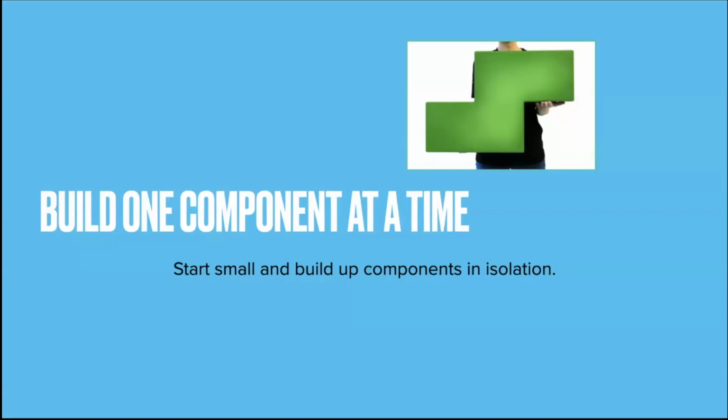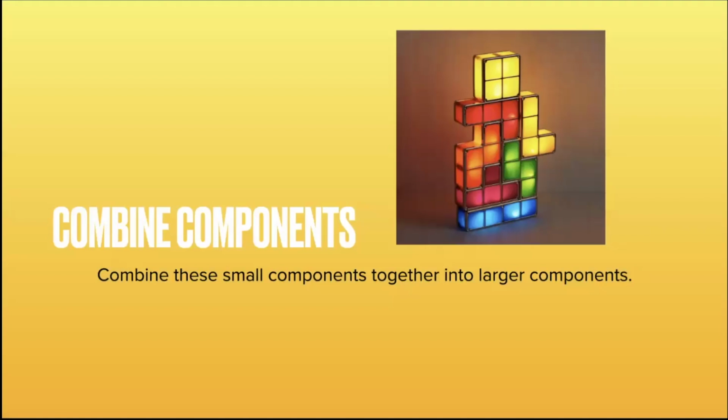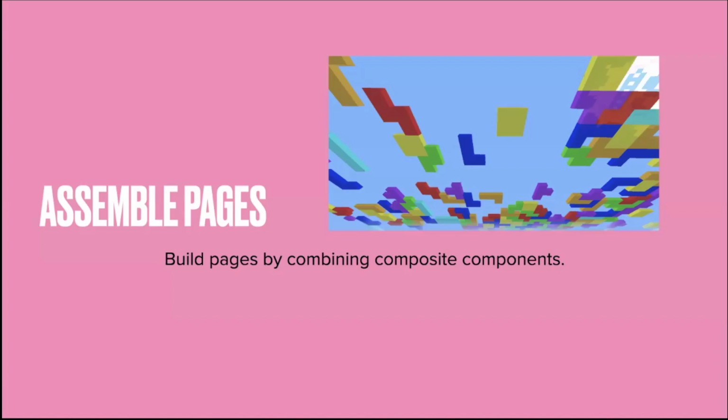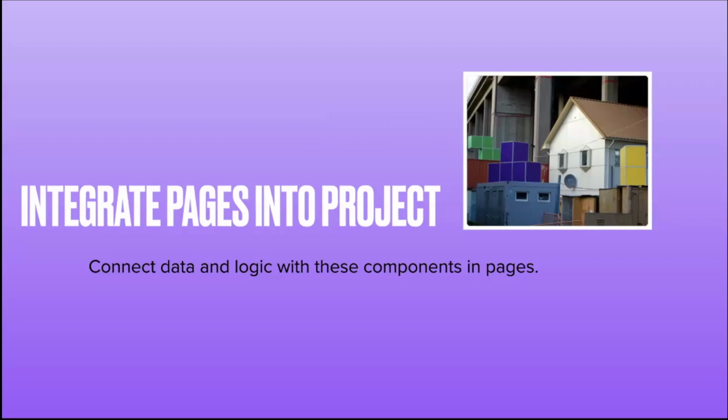We're going to build one component at a time, start really small and build the components up in isolation. We'll start combining those components. Once we've tested them in isolation, we know they work, we can start combining them and making larger components. We'll assemble those composite components into pages. And then we can integrate those pages into the project itself and connect the data and logic to them.